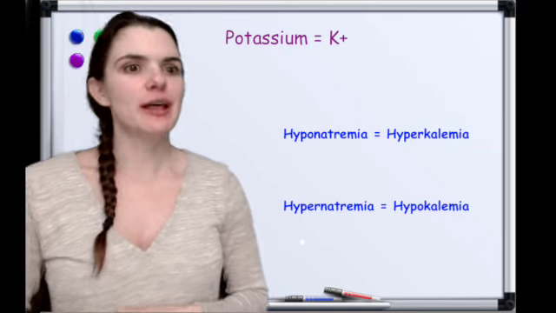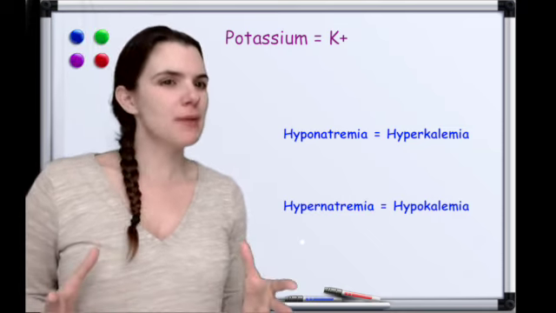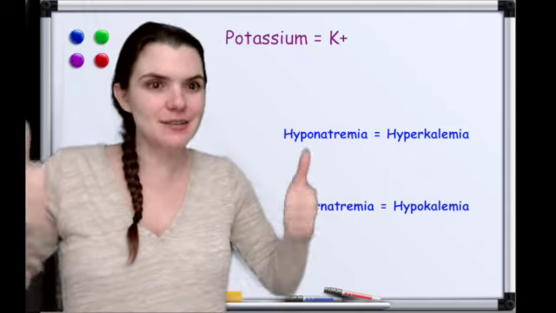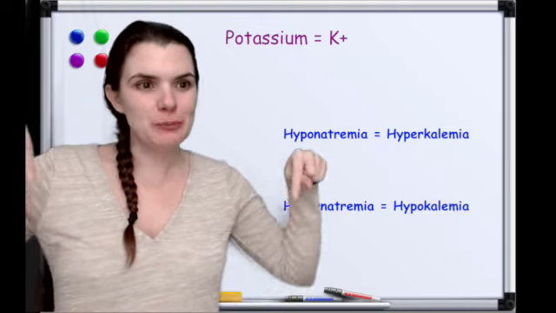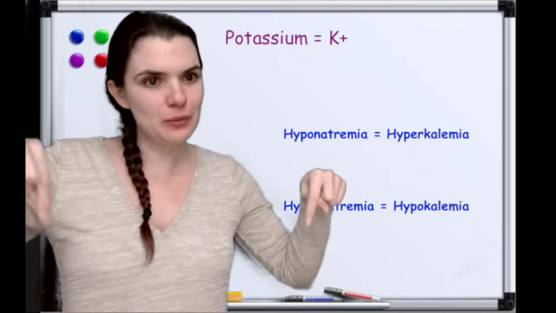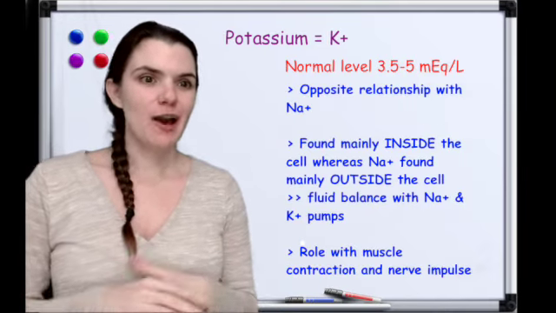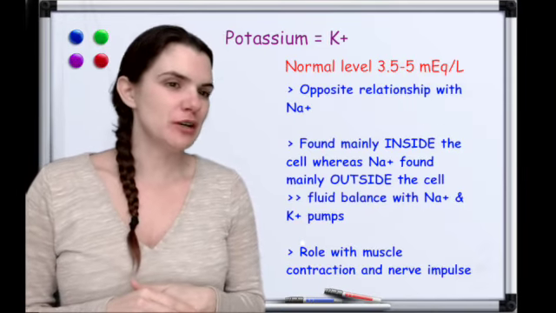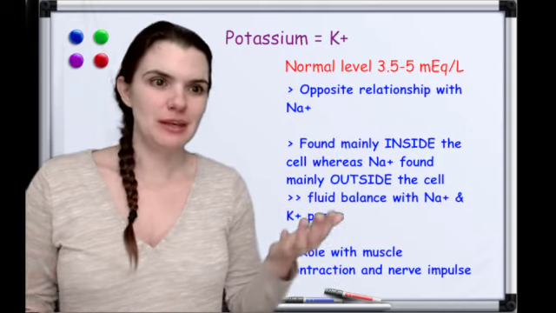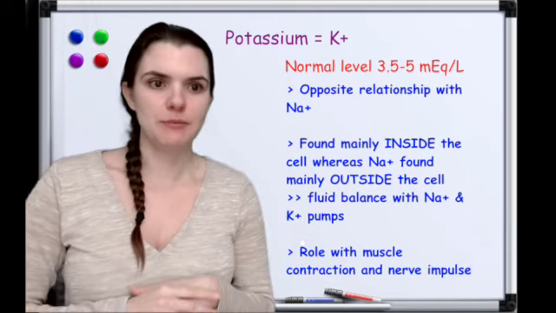Now let's look at the electrolyte potassium. So potassium has an opposite relationship with sodium compared to how chloride had a similar one. So chances are, if you have a high sodium level, you're going to have a low potassium level. And if you have a high potassium level, you're going to have a low sodium. And this is because potassium is mainly found inside our cell, whereas there's a higher concentration of sodium outside the cells. So they work together to help balance the fluid within and outside of the cells. Plus, they play a huge role together with the sodium and potassium pumps.